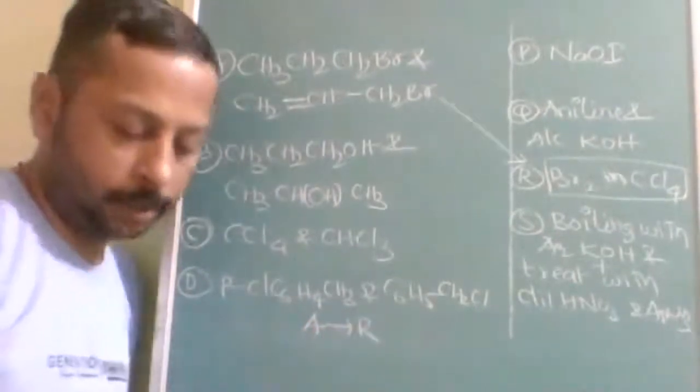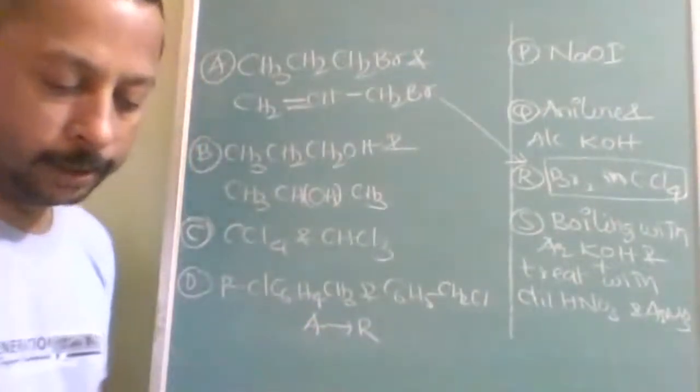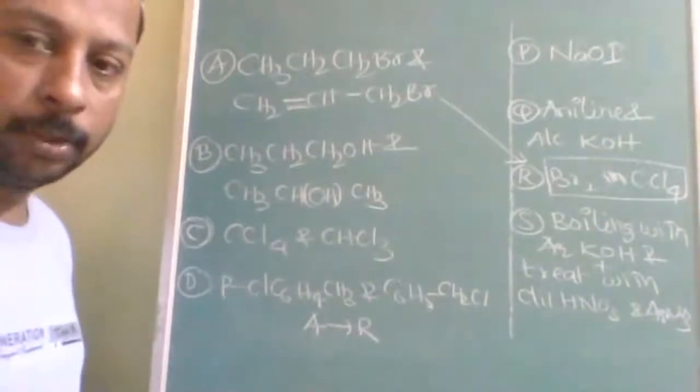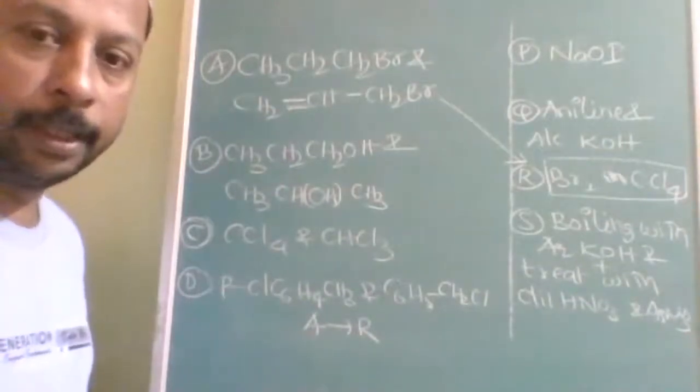A answer is what? R. Why is A answer R, and how do you have to select? Is it understood? So try to find in that direction.